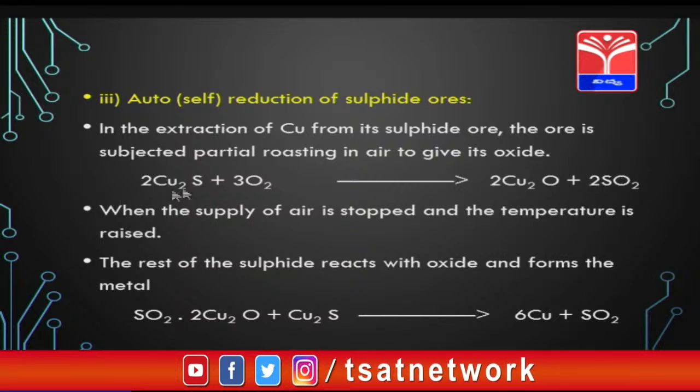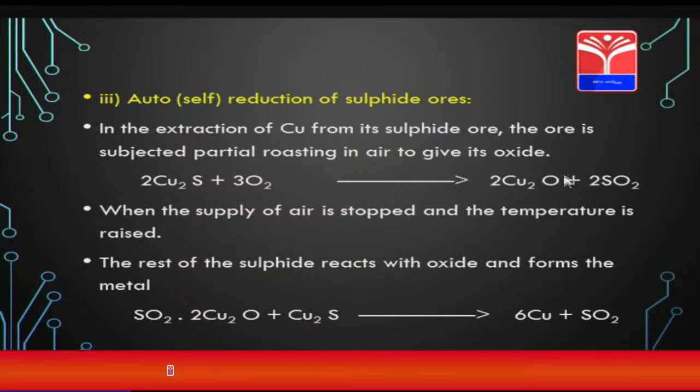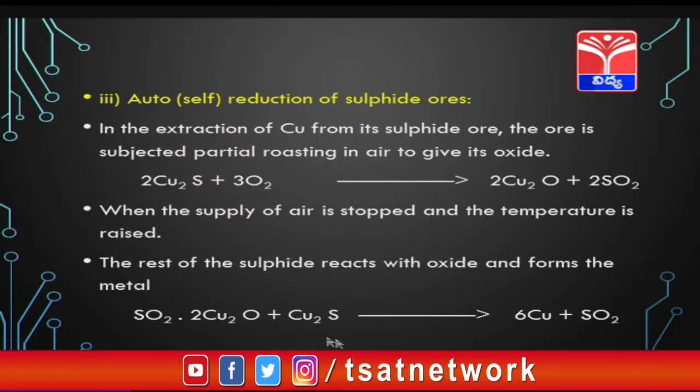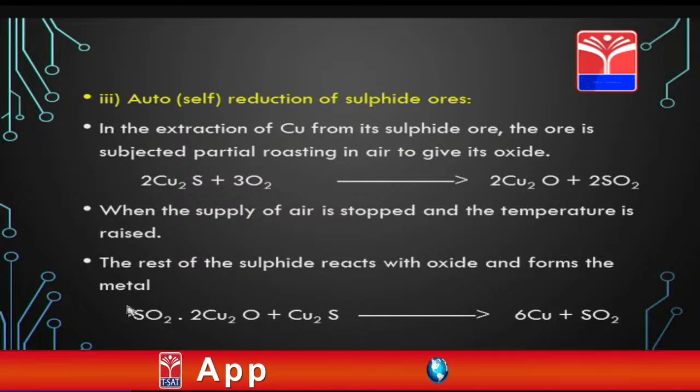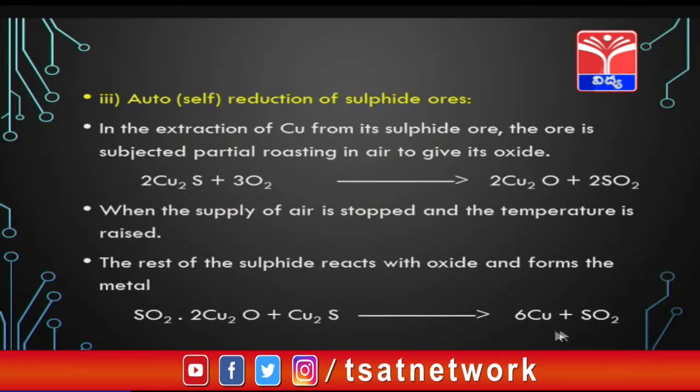And this copper sulphide, it forms cuprous oxide. Now, the rest of the sulphide reacts with oxides. So, here what is happening? Sulphur dioxide is combining with cuprous oxide and excess amount of Cu2S, copper sulphide, is also present. And so, as we have stopped the supply of air, this sulphur itself removes the oxygen, because this sulphur reacts with the available oxygen in the ore and it forms sulphur dioxide, thus separating the pure copper metal.